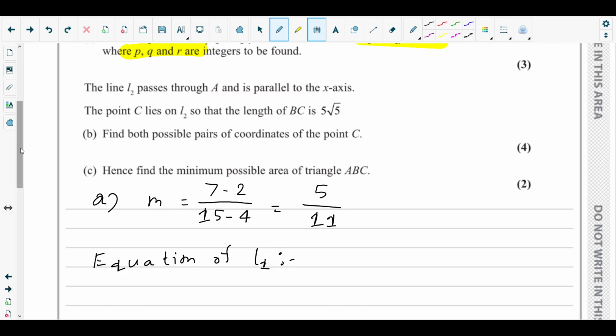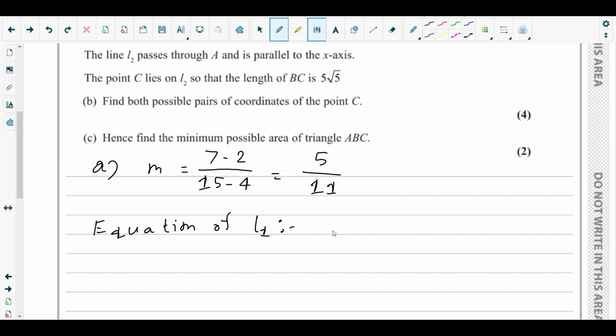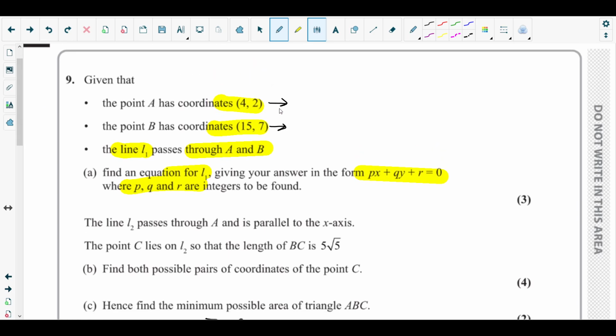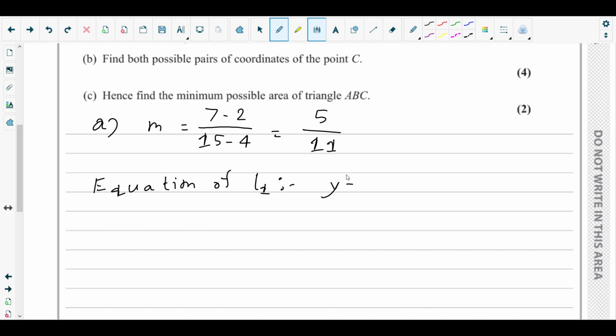So what would be the equation? We know that the equation would be y minus y1 equals m times x minus x1. We need a point that lies on the line, so consider point A, that is (4, 2). So y minus 2 equals m times x minus 4, the x coordinate of point A.